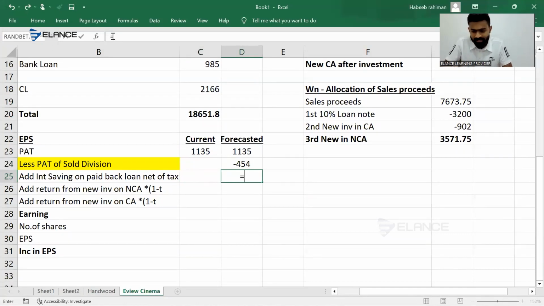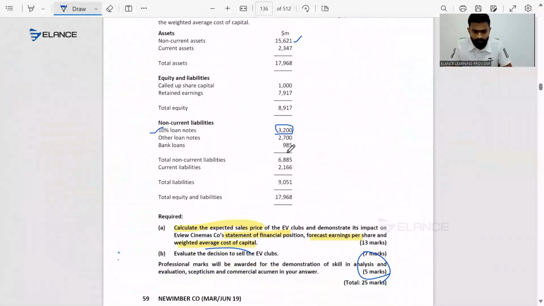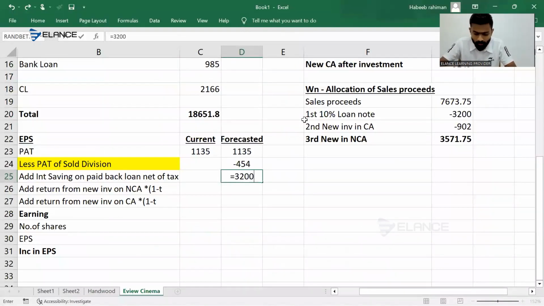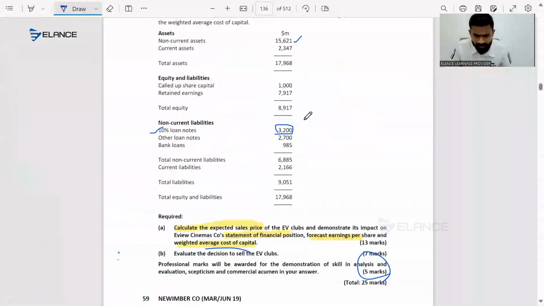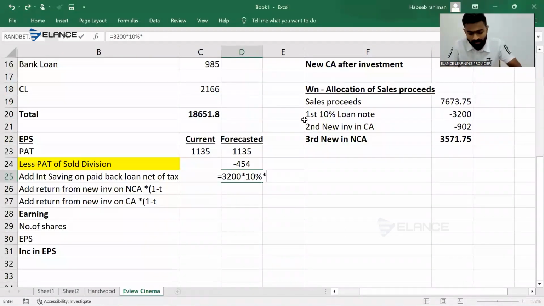Now, what is the interest savings? Interest savings will be, we paid off this loan of 3,200. So 3,200 multiplied by 10%, as we were paying 10% on this. So we save this interest, but we will be losing 20% tax savings on that. Is it 20% again, tax rate? Yes, sir. So the net of tax, it will be 80%.